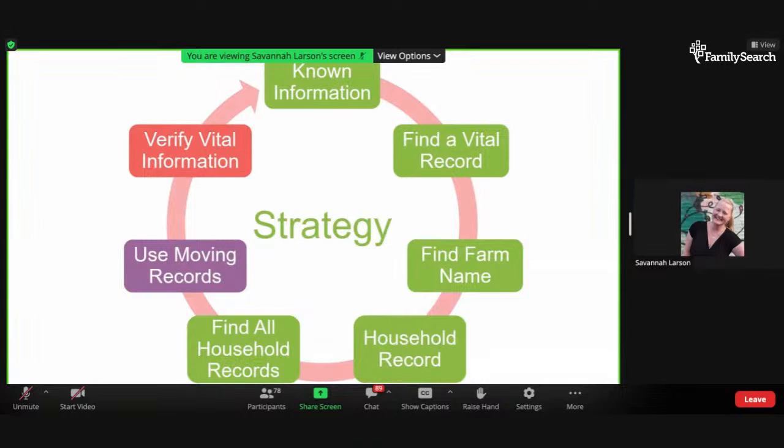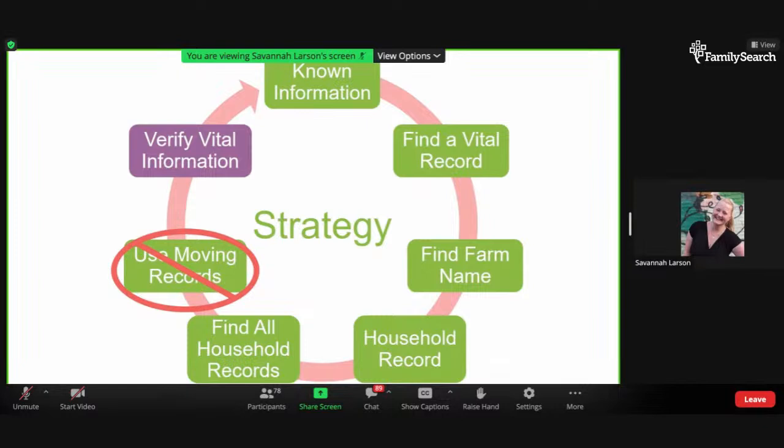After we do this, I just wanted to make another note of moving records. In this case, they were not helpful because the parish didn't have them. Thankfully, we had great indexes to move from one parish to the next, but there were no moving records, so we didn't end up needing them this time around. And you can just skip that step if you don't need it, and then verify vital information.